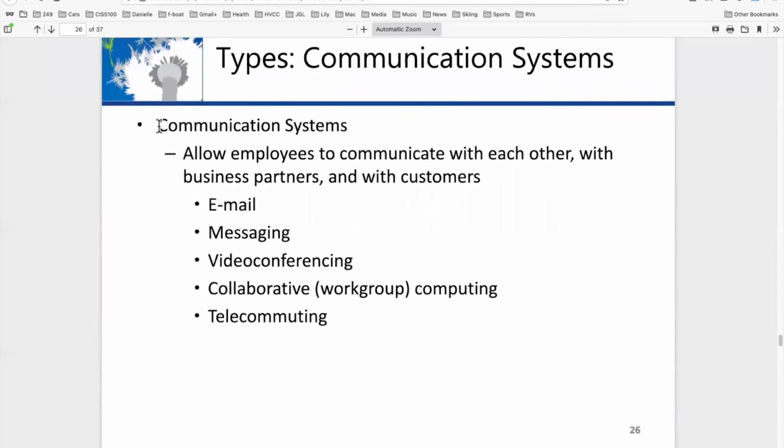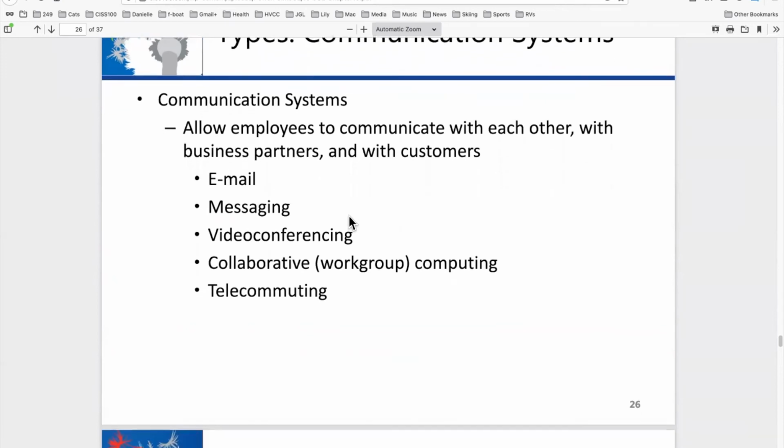Communication systems, of course, something we all use, something really managed. It's kind of germane to the information technology services department. So they're managing the email servers, the messaging servers, video conferencing, things of the like. And I would say more on that.